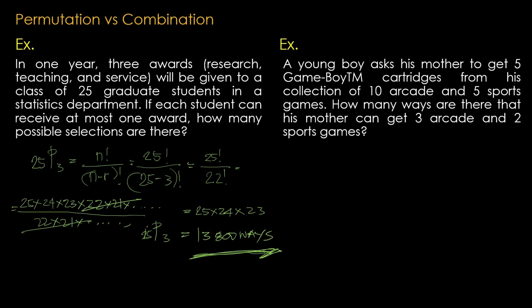Okay. Actually, this is a combination type of problem. Why? Because it also says here in the problem that you are to choose three arcade. You have to choose 3 arcade and 2 sports games from 10 arcade and 5 sports. Okay, regardless of which ones you pick, it is always the same.